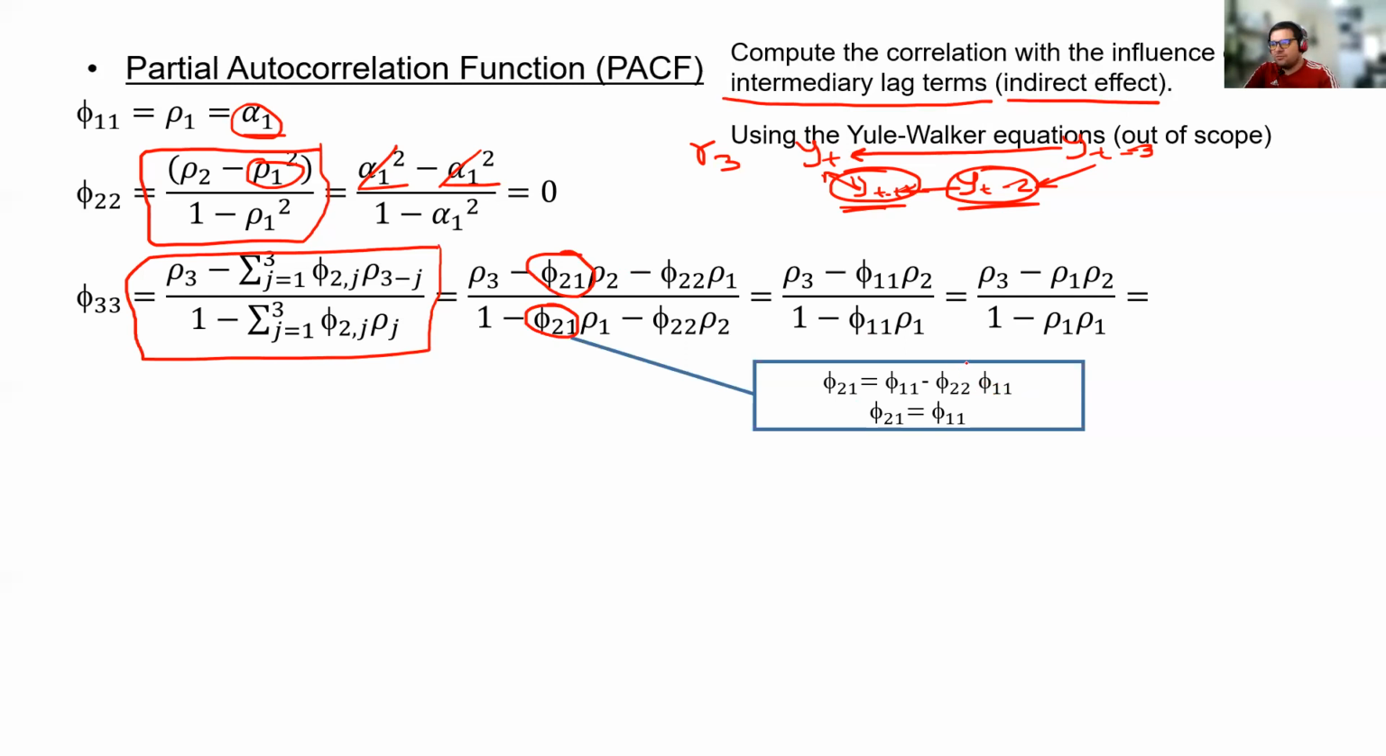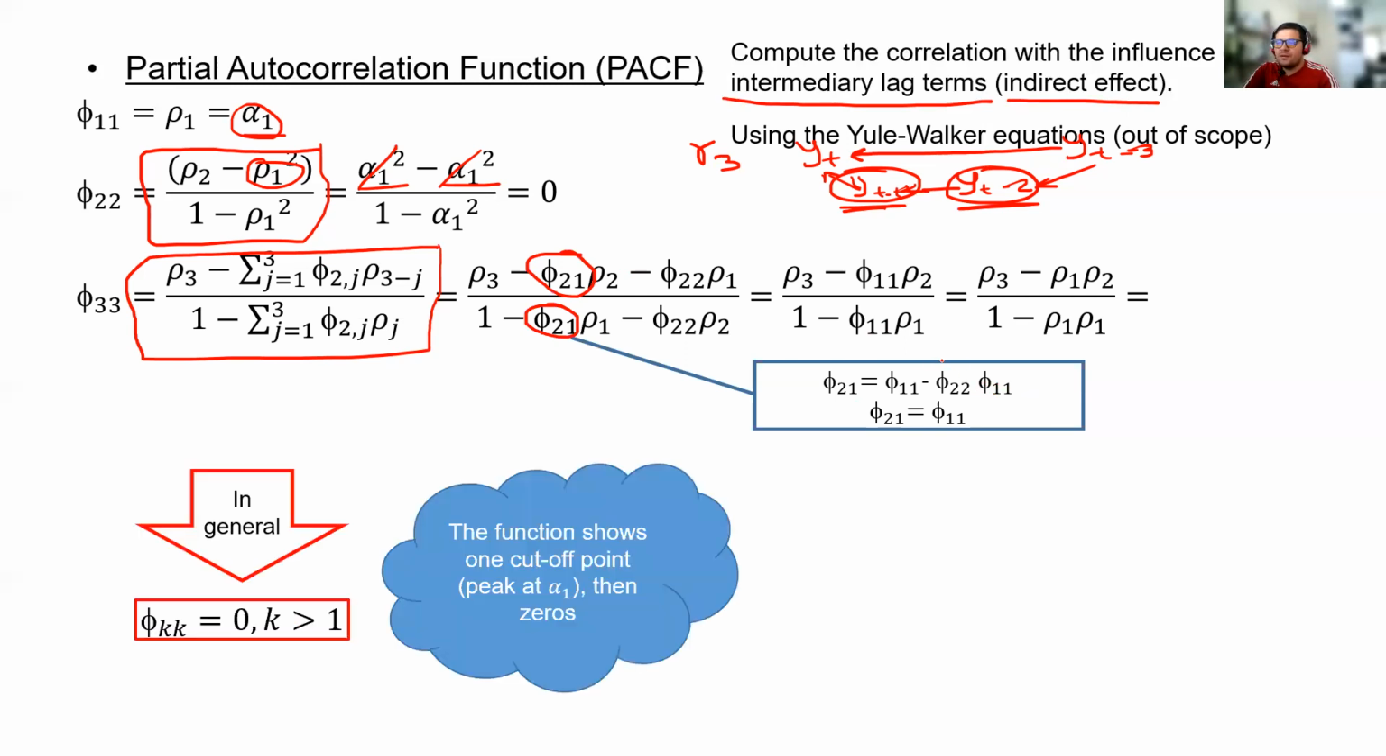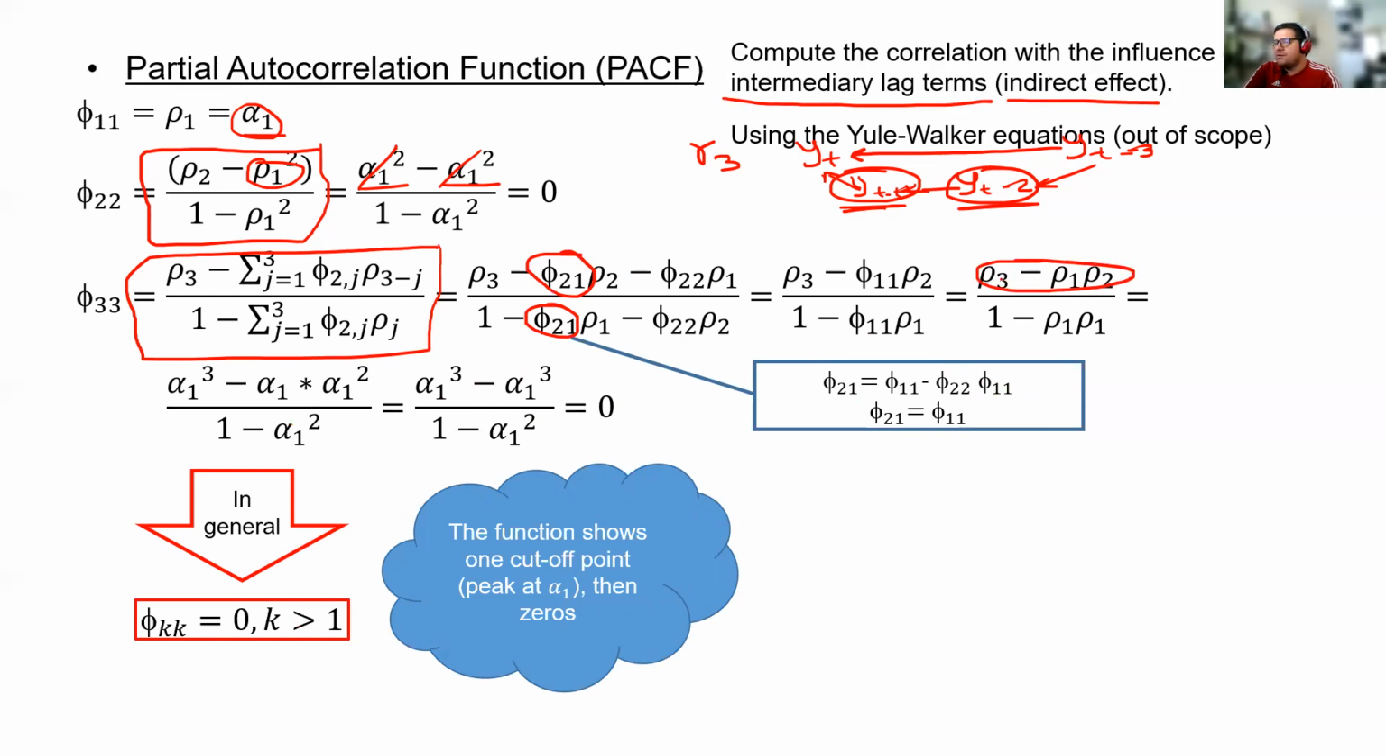It's just to show you how it works. Sorry, I think I missed a bit. The important bit here is that we are left with this numerator here. Rho 3 is alpha 1 cubed. Rho 1 is alpha 1. Rho 2 is alpha 1 squared. So rho 1 times rho 2 is alpha 1 cubed. So this minus this would be equal to 0.